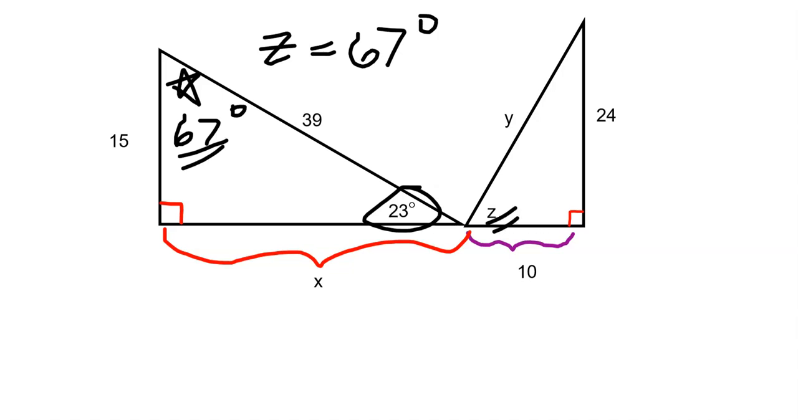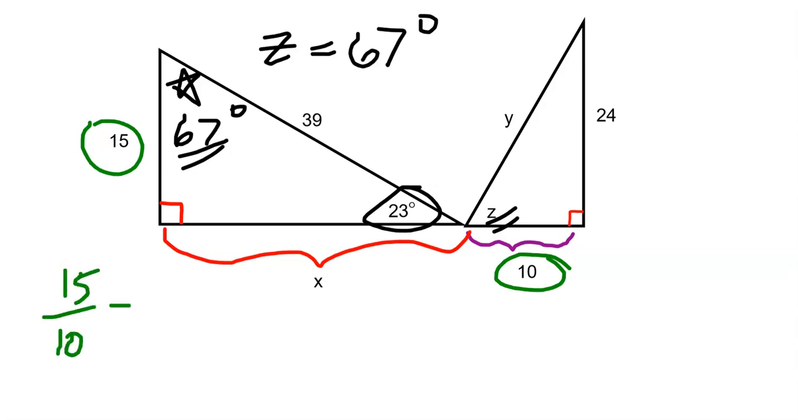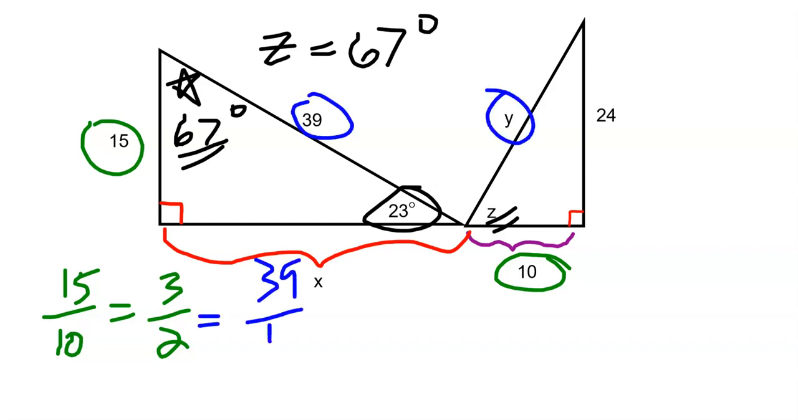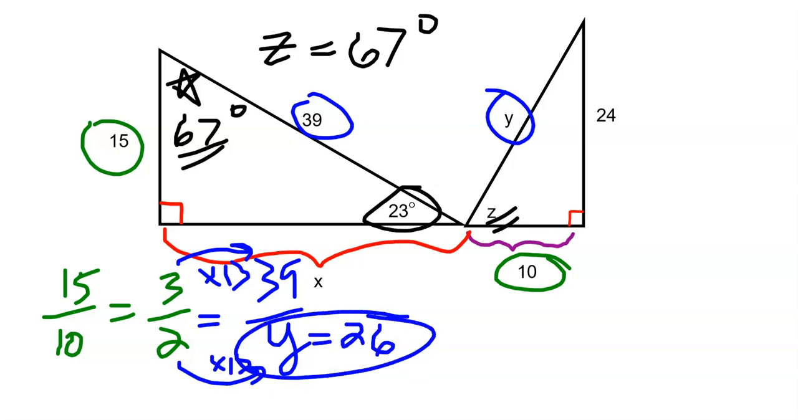Now for the scale factor between the two triangles, we have the smaller leg here and the smaller leg here. Let's do it larger triangle to smaller triangle. That is 15 to 10, which simplifies to 3 to 2 here. So that is the scale factor. And now to calculate y, again, larger to smaller, we have 39 to y. In terms of the hypotenuses, 3 times 13 is 39. So 2 times 13 is y, which is 26.